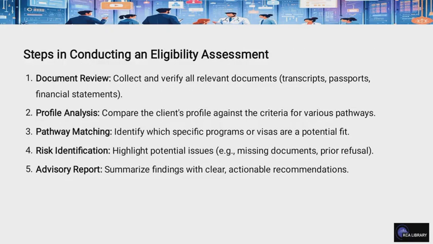Steps in conducting an eligibility assessment include document review, that is the collection and verification of all relevant documents like transcripts, passports, and financial statements. Next is profile analysis, which is comparing the client's profile against the criteria for various pathways. Another is pathway matching, which is identifying which specific program or visa is a potential fit.